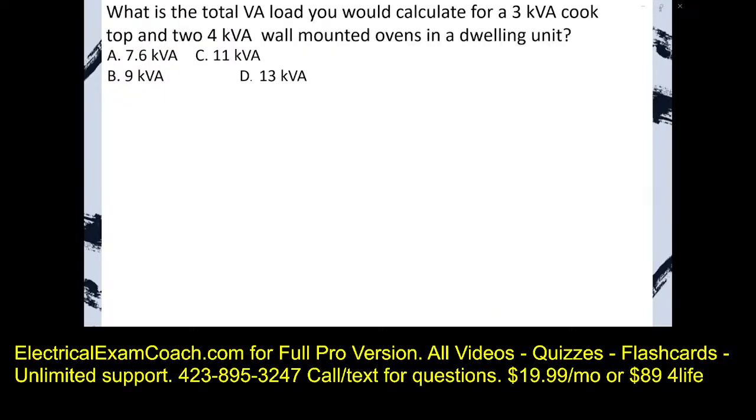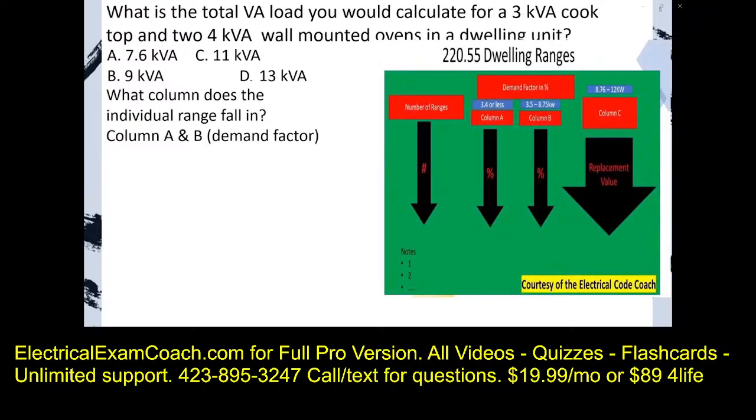What is the total VA load you would calculate for a 3 kVA cooktop and two 4 kVA wall-mounted ovens in a dwelling unit? First thing we're going to ask is what column do the individual ranges fall in? Well, in this case, we find that it falls into column A and B. This question is very simple. All you have to do is treat the column A ranges individually, the column B ranges individually, and then total them together. So what we do is we find our total connected load.